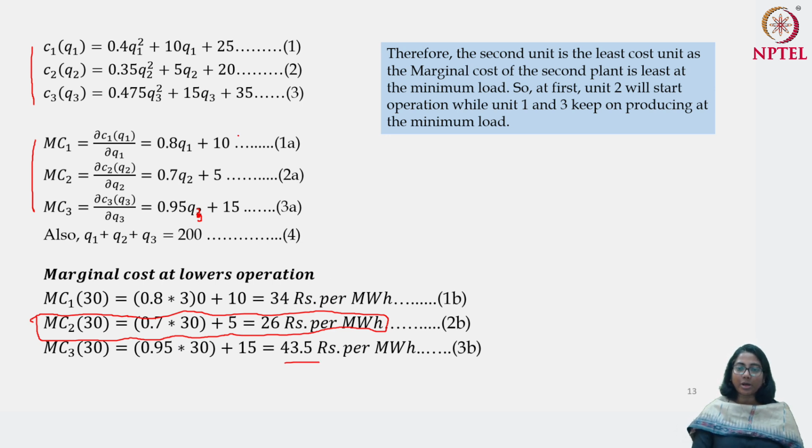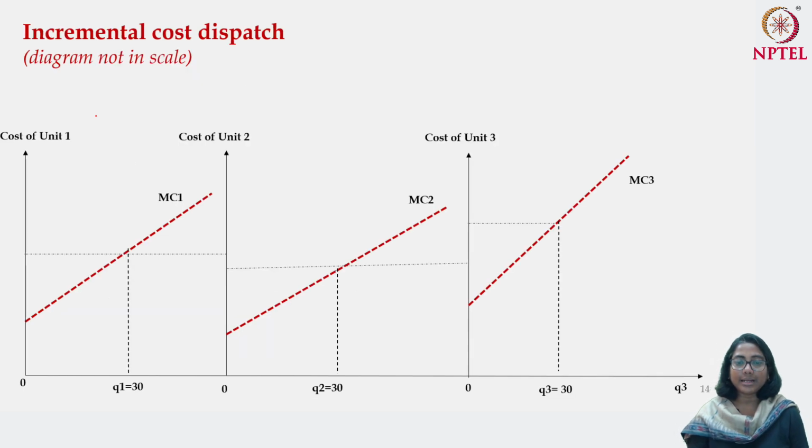Remember one thing, that it does not mean that the first and the third generating units stop producing. They keep on producing 30 megawatt. However, the second generating unit is now allowed to produce more than that. Let us have this picture quickly. Notice that the diagram may not be to scale. The 30 here that I have depicted may be a little different from 30 here, but this gives you the general understanding of what is going on.